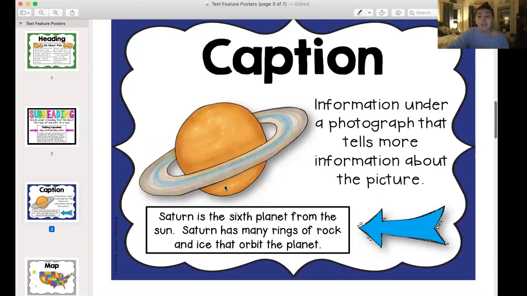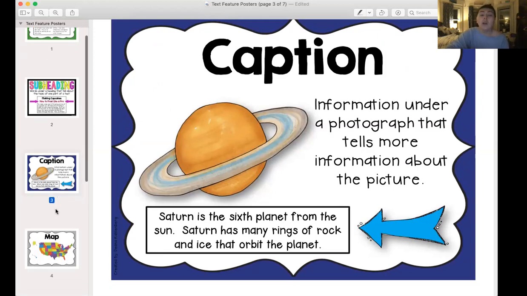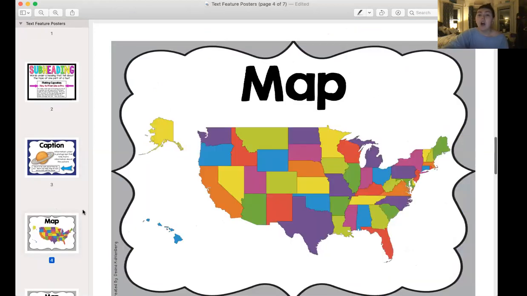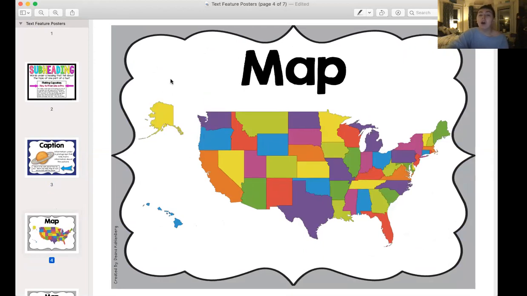We talked about captions a couple times, so I'm going to quickly remind you that captions are information under a photo that tells us about the picture. One of our new text features this week are maps. So maps are drawings, or sometimes mostly drawings of places that the story tells us.